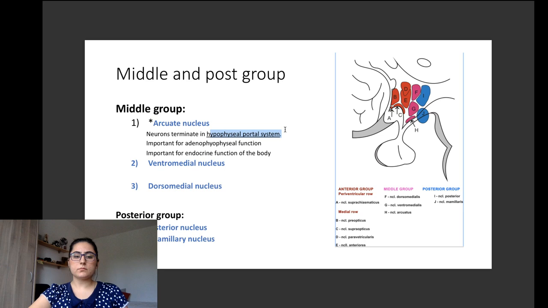And you got the ventromedial and dorsomedial there. Again, functions, I'm pretty sure it's not even listed in the white book, so you don't need to say much about it, just there. And the posterior group includes the posterior nucleus and the mammary nucleus. Mammary nucleus is important as well.